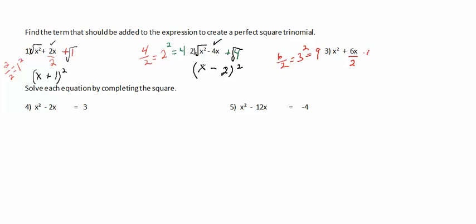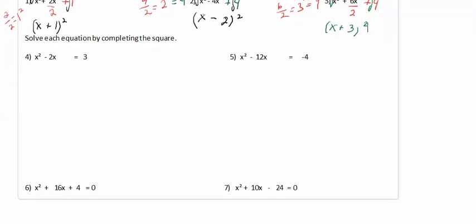So we're adding it to this side. And again, we're going to prove we've got a perfect square trinomial. Take the square root of the first term, which is x. Take the square root of the last term, which is 3. 3 times x is 3x. 3 times 2 is 6. A perfect square trinomial. Okay, now we're just going to go ahead and do the rest of completing the square on the other 4 problems here.